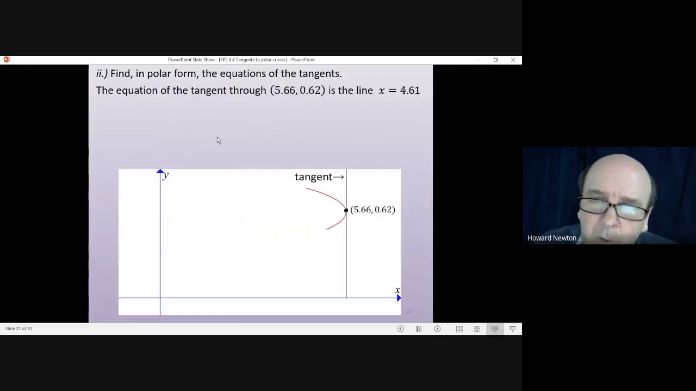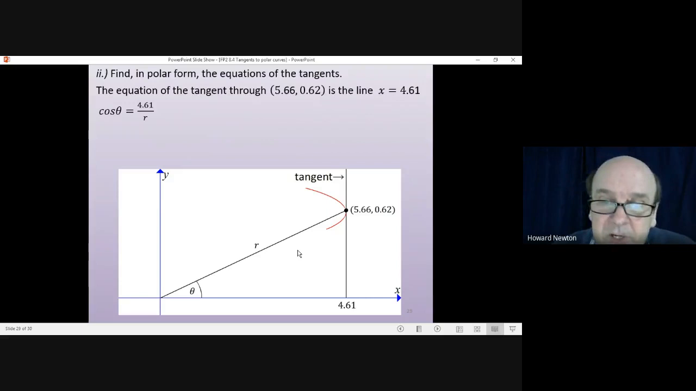What's going on in polar form? So we've got the curve, there's the tangent to the curve, and the tangent is perpendicular to the initial line, the x-axis. Those are the polar coordinates of where the tangent meets the curve. r equals 5.66 and theta equals 0.62. And then x equals 4.61 was the x-coordinate of this point. But because it's a vertical line, it will be the x-coordinate on the x-axis.